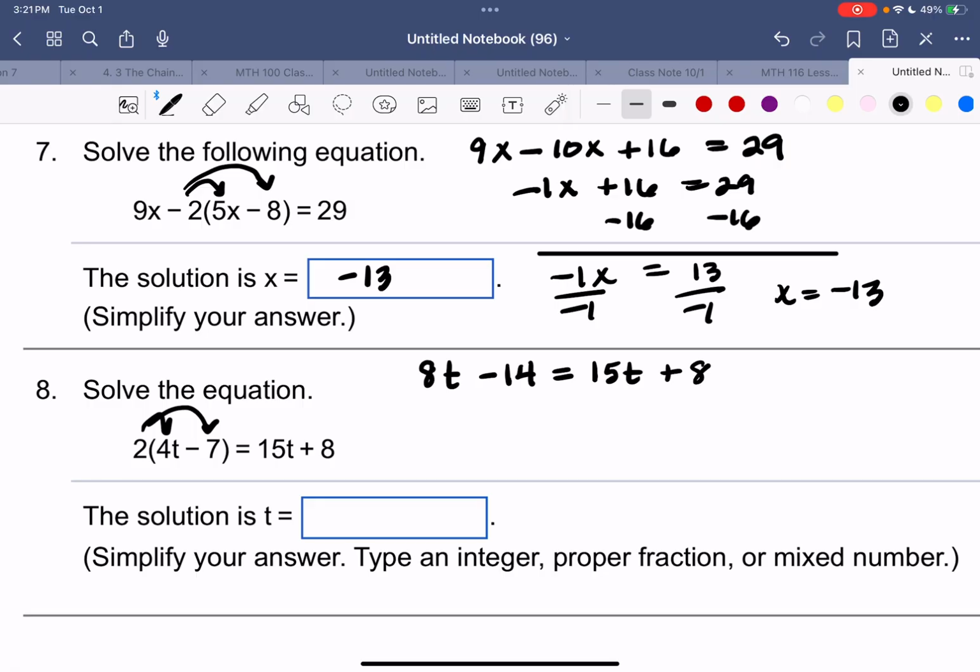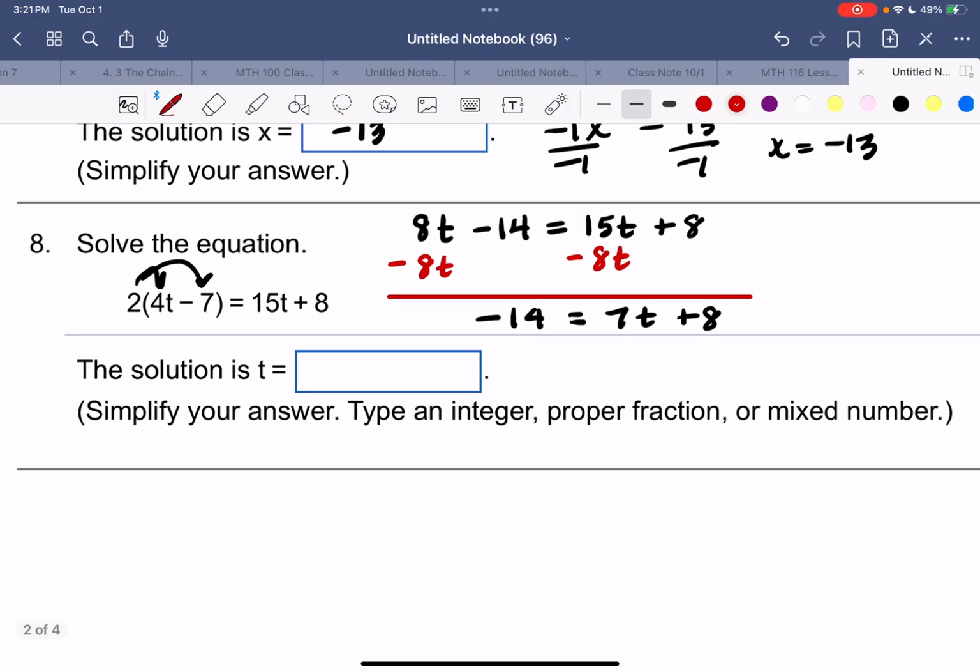Now, you get to decide which side you put your variable on. If you'd like it to always be on the left, that's fine. I sometimes will move it to the right and sometimes to the left. I think I want to subtract an 8t from both sides. When I do that, I get minus 14 equals 15 minus 8, 7t plus 8. Now I need to get that variable t by itself. The first thing I need to do is subtract an 8.